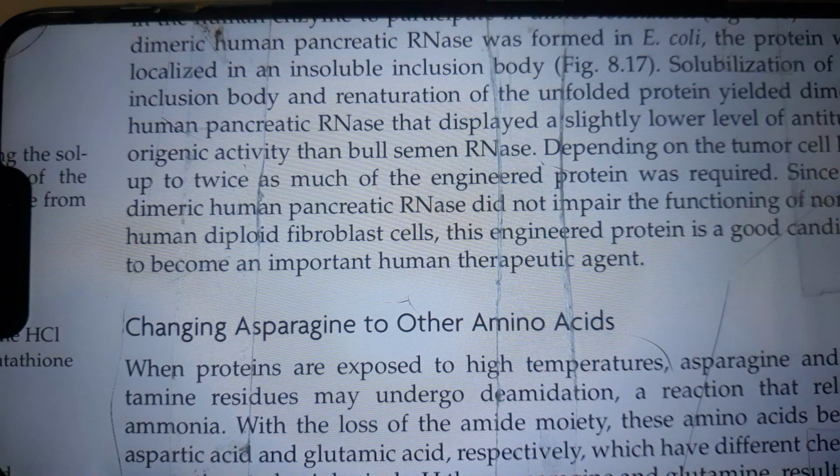Since the dimeric human pancreatic RNase did not impair the functioning of normal human diploid fibroblast cells, this engineered protein is a good candidate to become an important human therapeutic agent. Which one? The dimeric human pancreatic RNase is considered a good human therapeutic agent as it does not impair the function of normal human diploid fibroblasts.